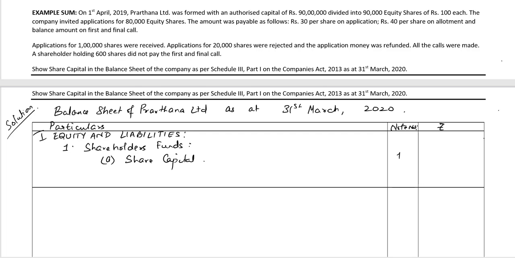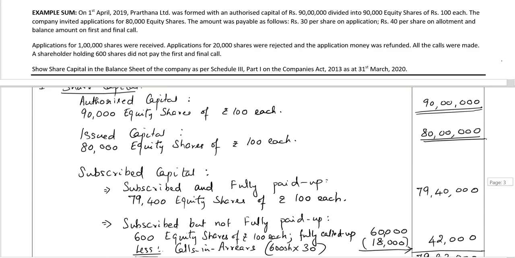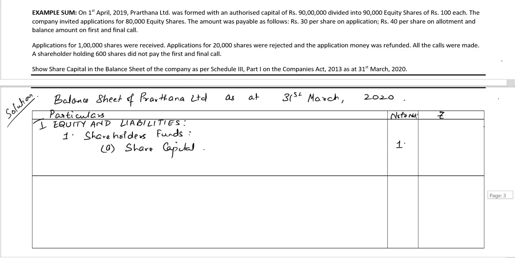Against note number 1, we have the amount to be shown against share capital, and we have arrived at the amount of 79,82,000 rupees. And the total of the equity and liability side of the balance sheet is also 79,82,000 rupees.